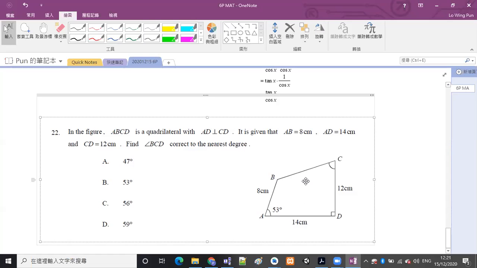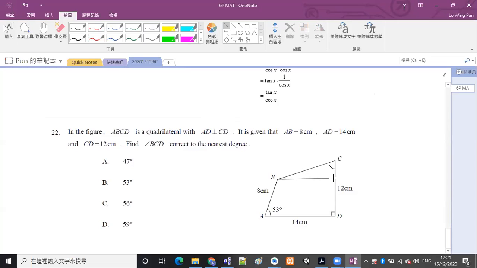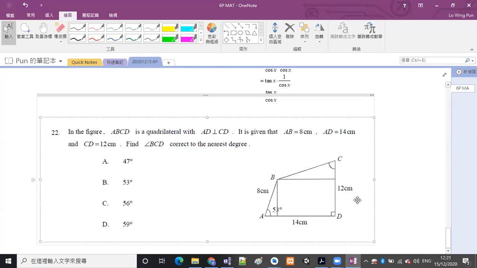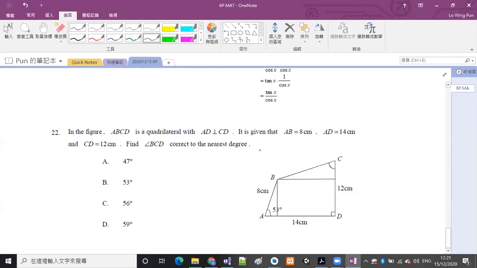If you do more questions, you will see how to add lines. I'm going to do this. One line, two lines. Okay? So let me call this E and F.